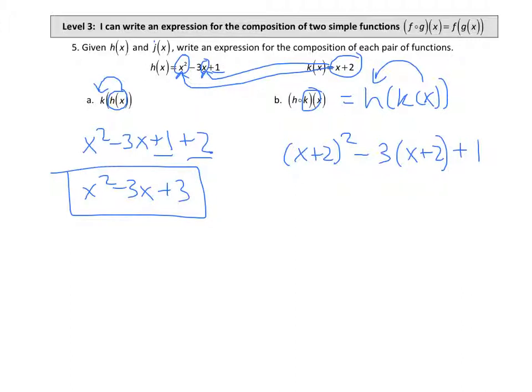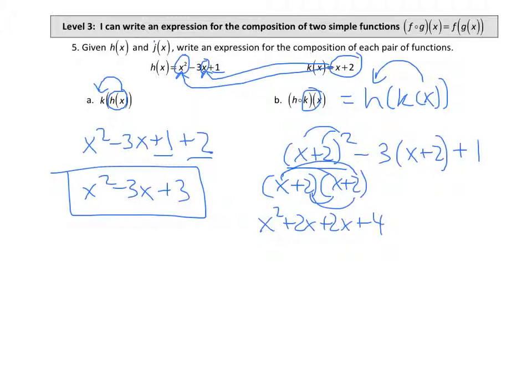And now to simplify this one's a little more work to simplify. To simplify x plus 2 squared, remember I can't just square both things inside, not allowed. I have to actually write x plus 2 times x plus 2 and FOIL it out. So we get x squared plus 2x plus 2x plus 4. And then I need to distribute this negative 3. So negative 3 times x is minus 3x, and negative 3 times positive 2 is minus 6. And then I just bring down that plus 1.